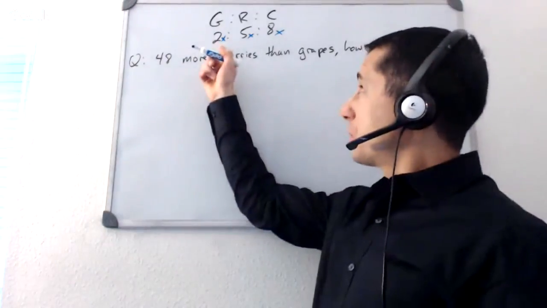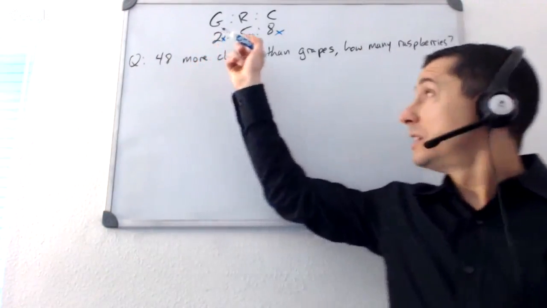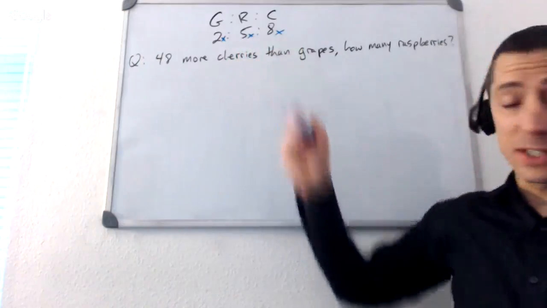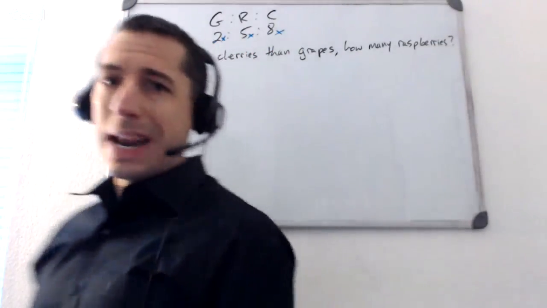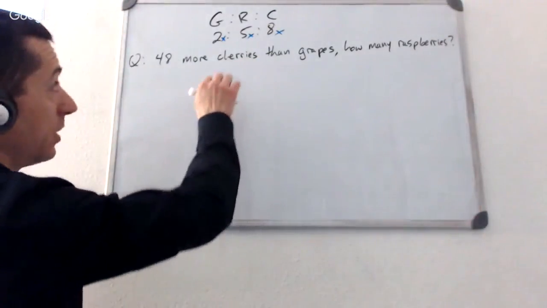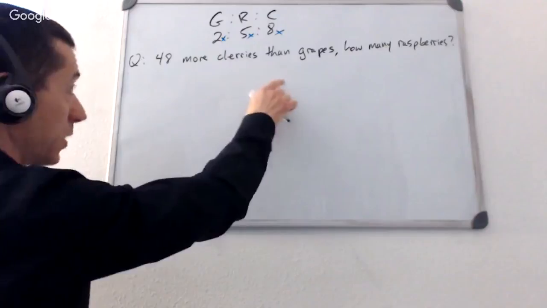2x is your actual number of grapes. We just don't know what X is. 5x is your actual number of raspberries. We just don't know what X is yet. 8x is your actual number of cherries. We just don't know what X is yet. Great. And now we can turn this into a nice, pretty little equation. 48 more cherries than grapes.